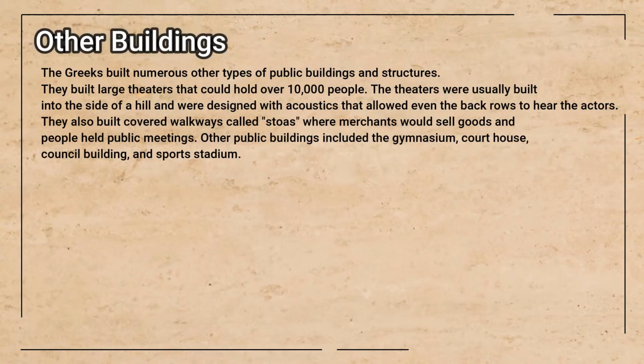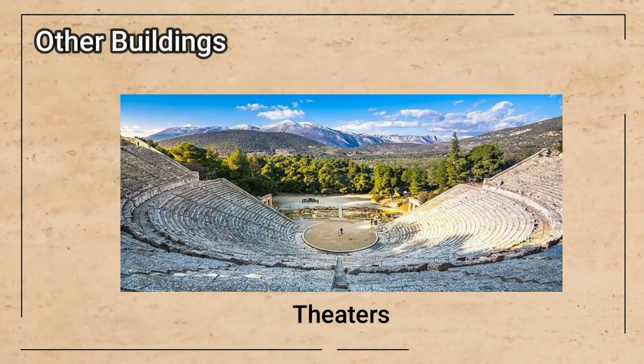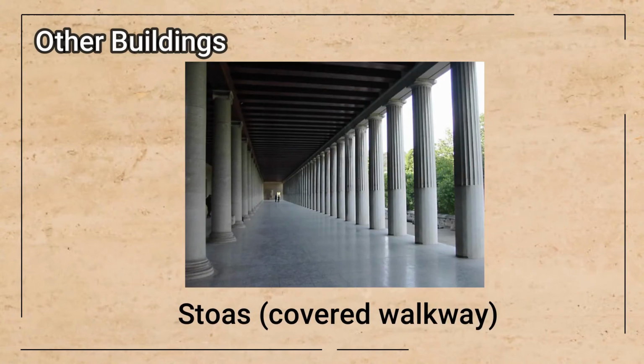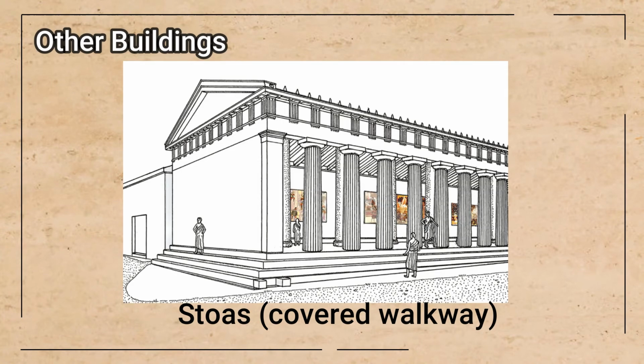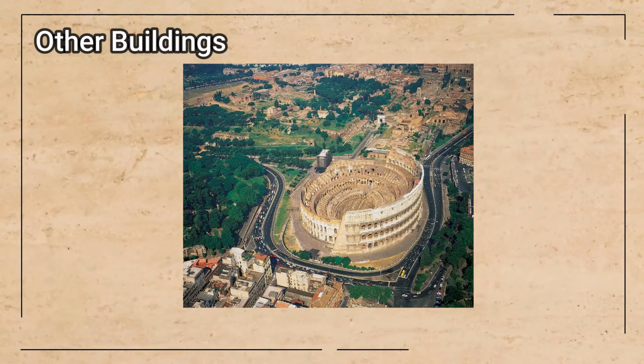Other buildings. Besides temples, the Greeks built numerous other types of public buildings and structures. They built large theaters that could hold over 10,000 people. The theaters were usually built into the side of a hill and were designed with acoustics that allowed even the back rows to hear the actors. They also built covered walkways called stoas, where merchants would sell goods and people held public meetings. Other public buildings include the gymnasium, courthouse, council building, and sports stadium.